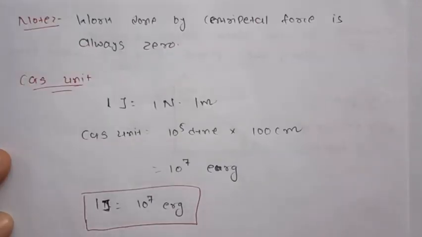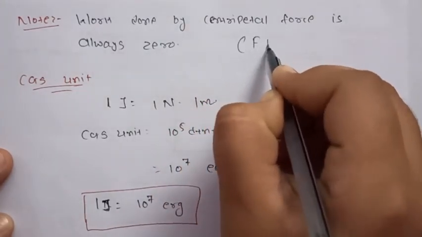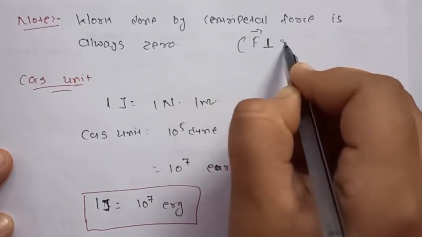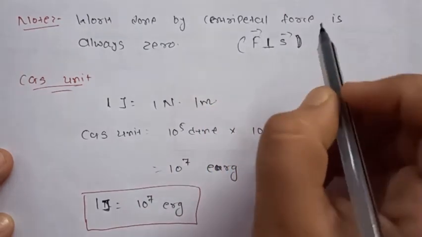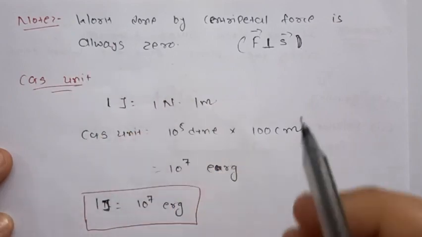Just now we have seen the different types of work. There are positive work, negative work and zero work. The condition for zero work is that force is perpendicular to the displacement. So work done by centripetal force is always 0.